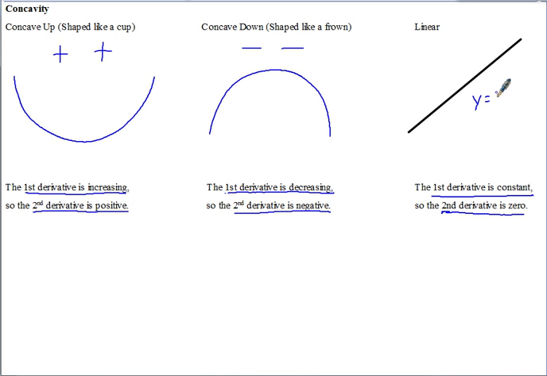For instance, let's say y equals 3x minus 1. There's a linear function, right? The first derivative, dy/dx, would be 3, and the second derivative would be 0. You can see that would be true of any linear function, because the first derivative is always going to be a constant, and the derivative of a constant is 0.